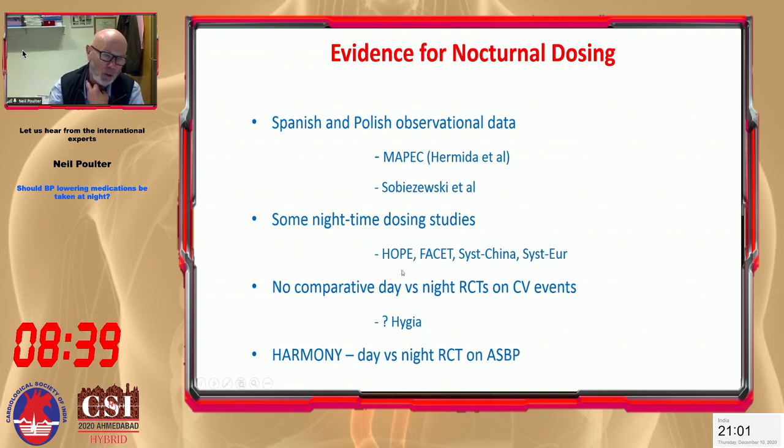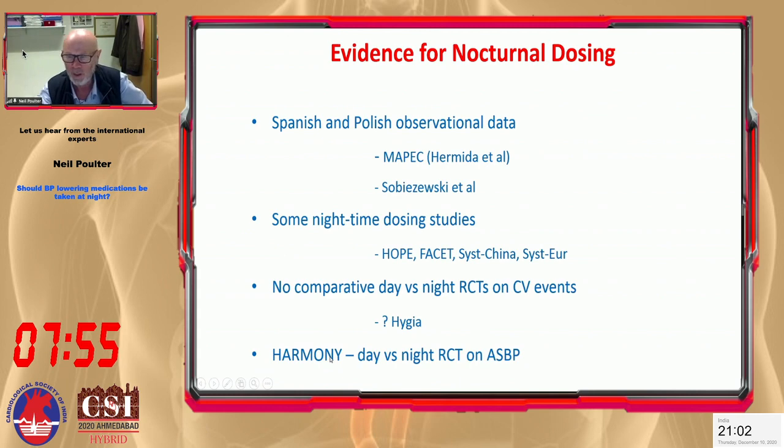HOPE, everybody knows, of course, ramipril was given at night in that trial and gave really big cardiovascular benefits. And people were surprised because the blood pressure lowering during the day was only about 3/2. However, the blood pressure lowering at night was very good because it's a relatively short-acting agent. The drug was given at night, and so it was thought, well, maybe that's why ramipril did so well in that trial. But have we got comparative day versus night randomized trials on cardiovascular events? Well, I've said no, we don't. Now, you may say, but what about the HYGEA trial? And I'll come back to that.